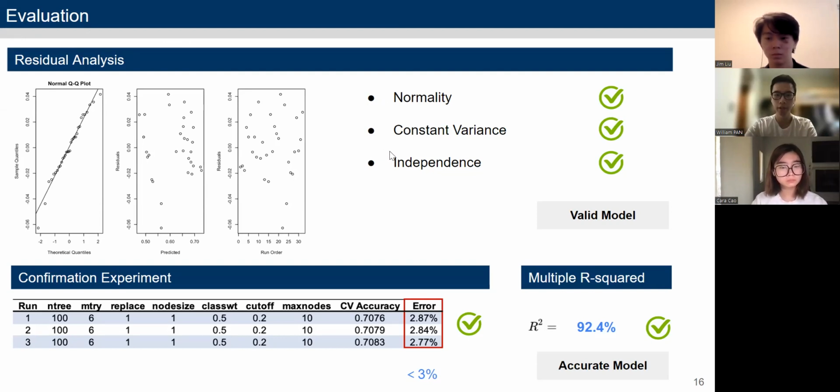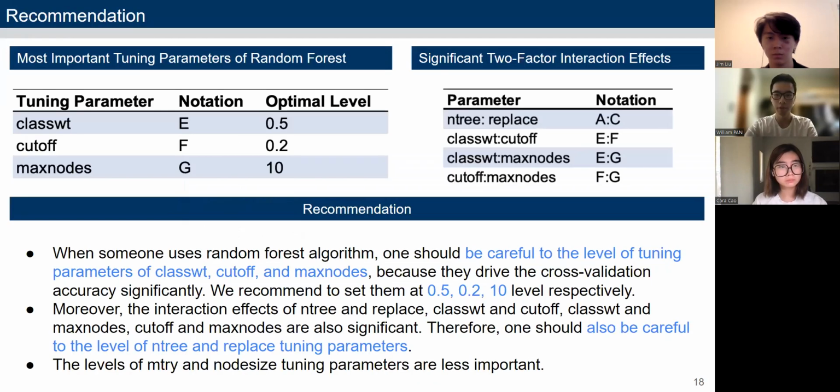And then we first identify the optimal setting that gives us the maximum yield of the response and use this setting to perform 3 confirmation runs. The result shows that our predicted value is less than 3% off from the observed response, which further verifies our model. So in conclusion, the significant tuning parameters we have identified in this model are class WT, cutoff, and max nodes. The respective settings of 0.5, 0.2, and 10 will yield the optimal response.